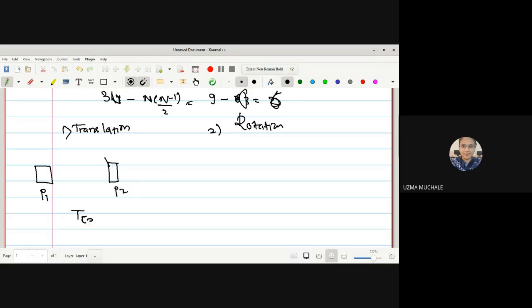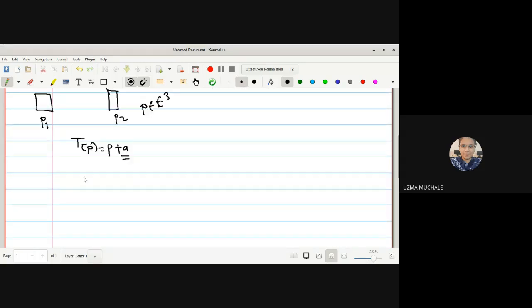Translation may be defined as T(P) equals P plus a, on the condition that P belongs to E3 space, where a is any constant. That means the position of a particle is displaced by a constant distance a. That means every particle or every point is displaced by some constant vector a.